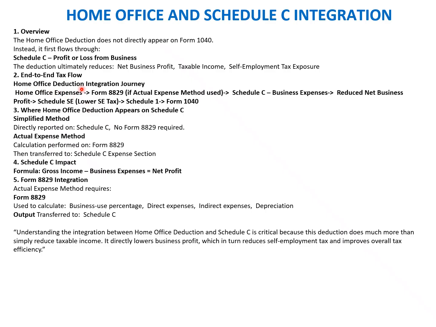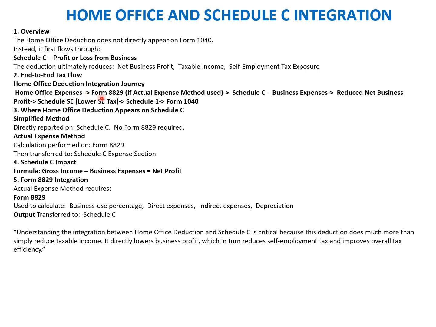For home office expenses, Form 8829 is largely used if the actual expenses method is used. If it is the simplified method, that does not require any form. So for Form 8829, the information flows into Schedule C, and from Schedule C it flows into Schedule SE.